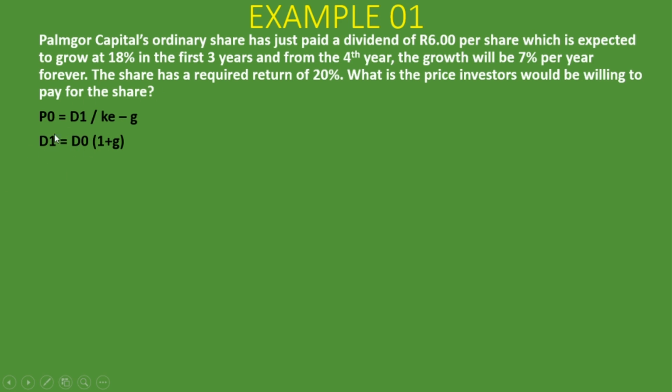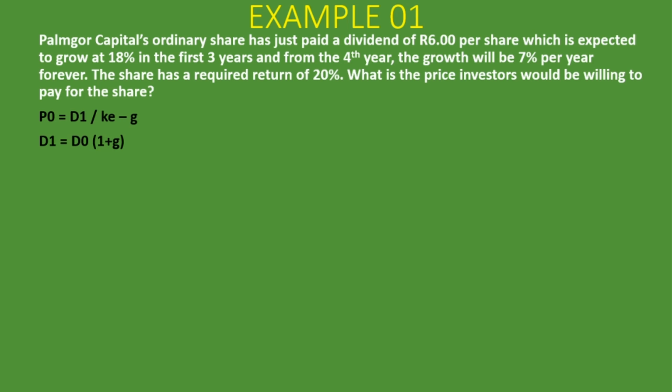And how do we get D1? So this D1 over here, we take D0, that is current dividend, times 1 plus the growth rate. Okay, that's G here, the growth rate is what you are given, and the KE here is the cost of capital. Okay, so now let's follow the steps that we just highlighted in the previous slide.